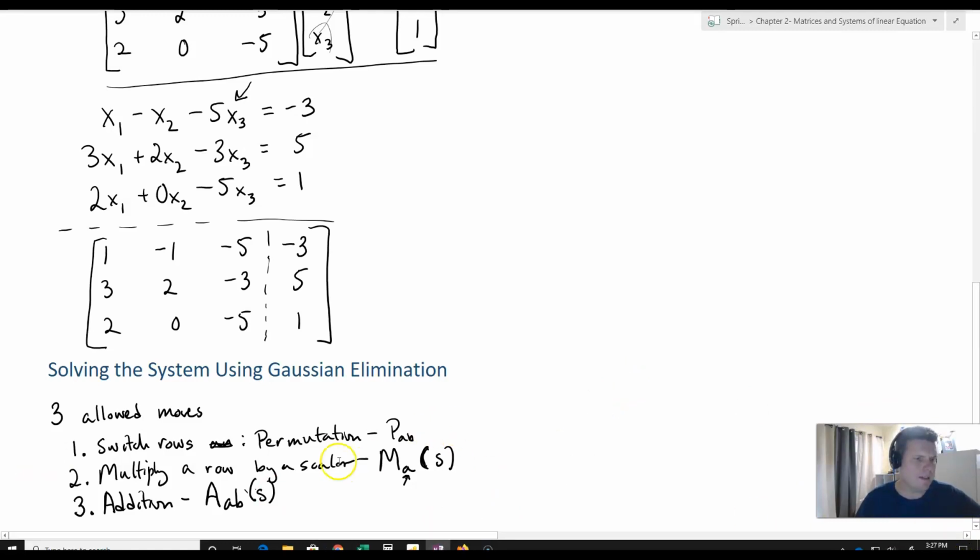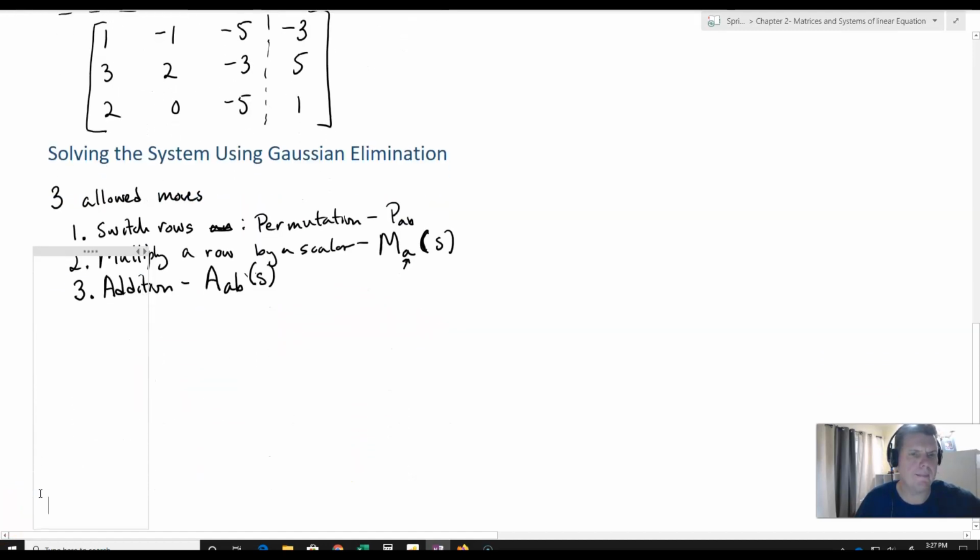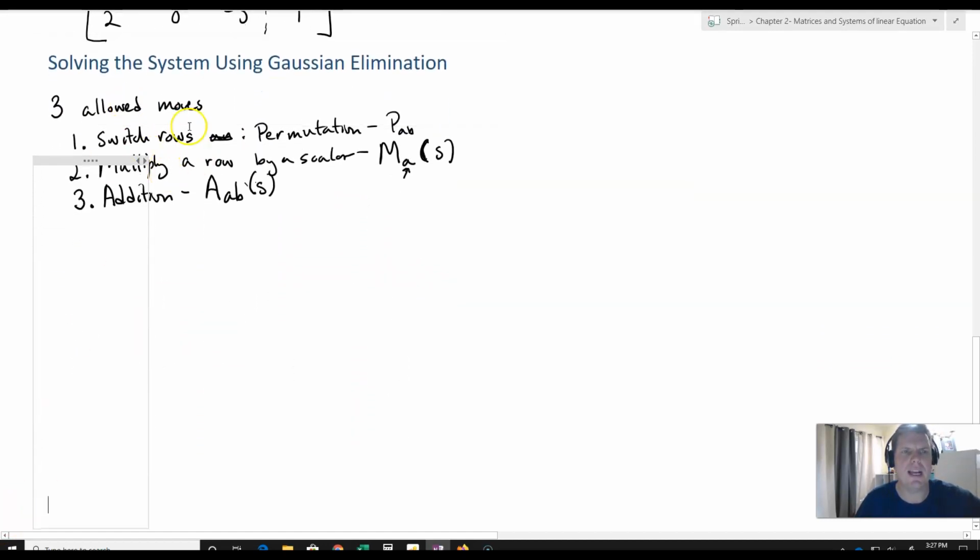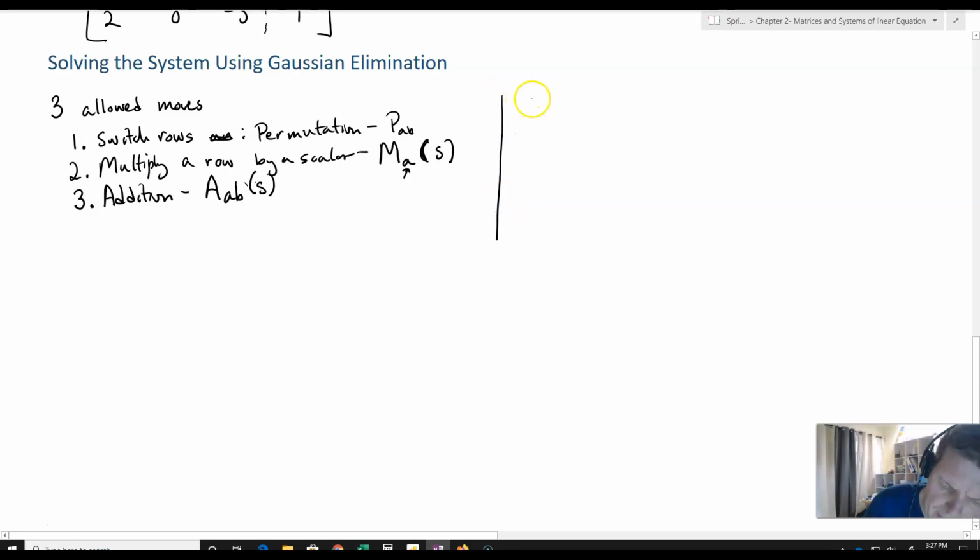But what we're basically going to be doing is using any one of these three allowed moves: addition, multiplication, or switching of rows, permutation. Basically, they correspond to the things that we can do inside of a linear system. All right. Then we're going to think about Gaussian elimination as a series of steps.